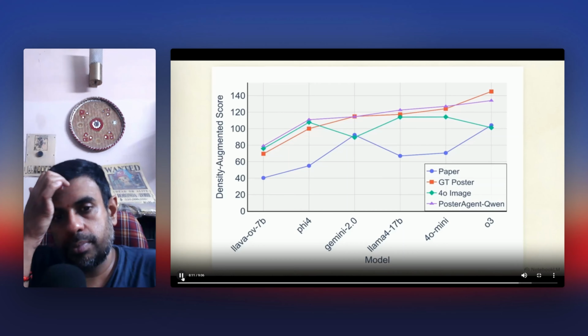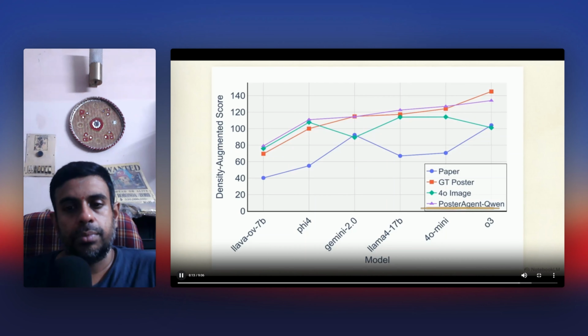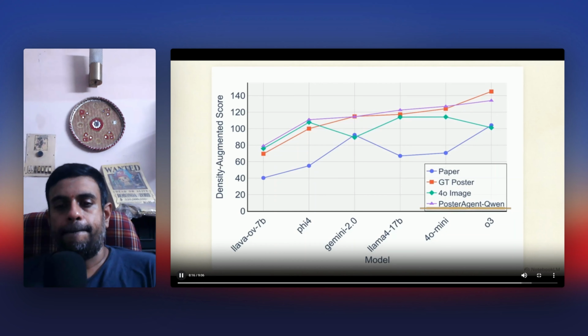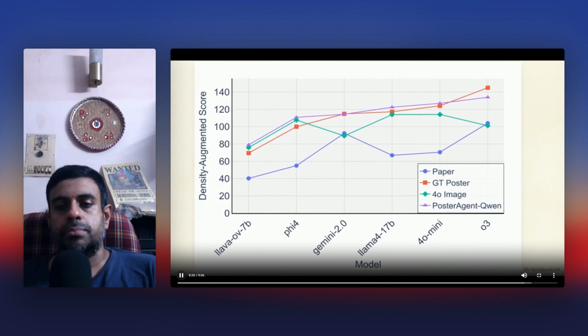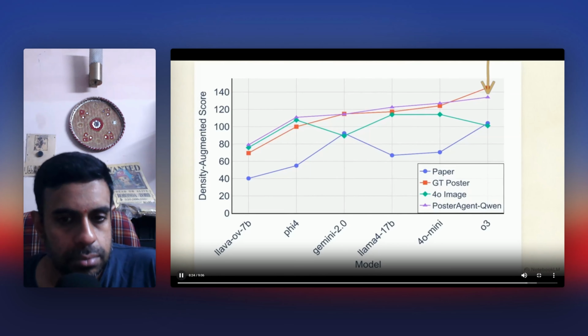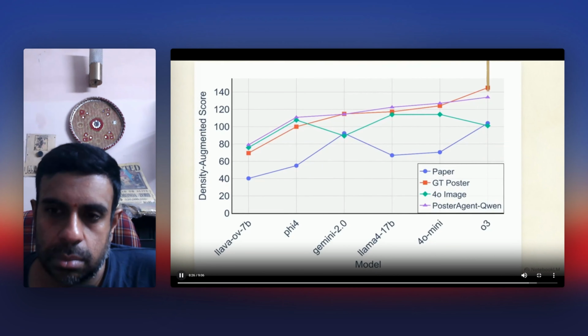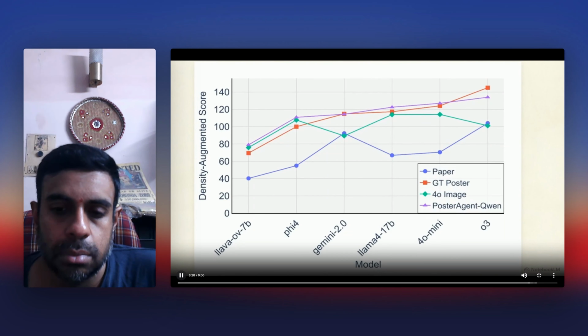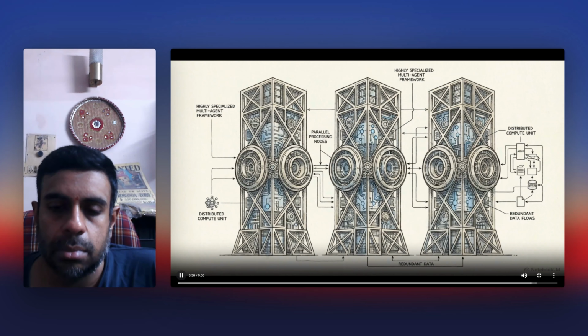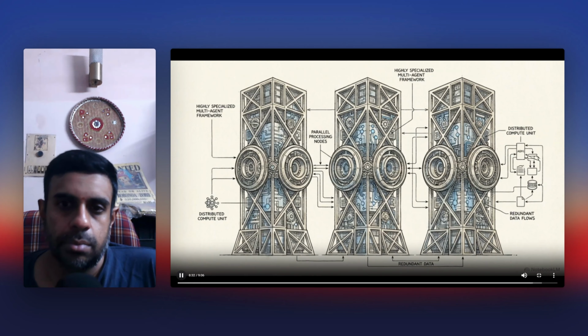This chart displays average paper quiz scores. The purple poster agent line consistently outperforms the green GPT-4o line across all models. Notably, on the far right, the O3 model evaluating poster agent scores higher than reading the original paper, proving structured layouts improve comprehension. Beyond accuracy, the multi-agent framework reduces overhead.